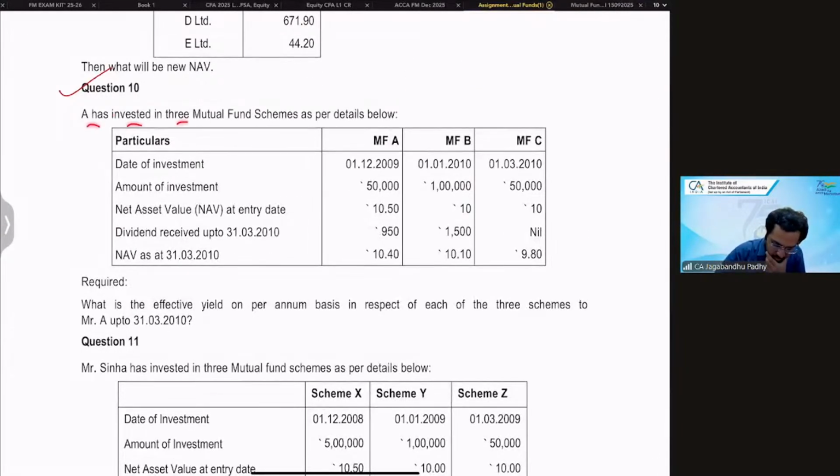A has invested in 3 mutual fund schemes as per the details below. Mutual fund A, B, and C. So we have the date of investment. Amount of investment is 50,000, 1 lakh, and 50,000. Net asset value at the entry date is 10.5, 10, and 10. Dividend received up to 31st March is 950, 1500, and nil. NAV is given for all of them. What is the effective yield on per annum basis in respect of each of the 3 schemes?